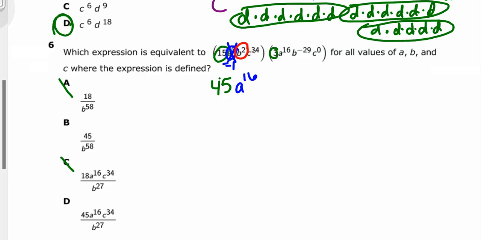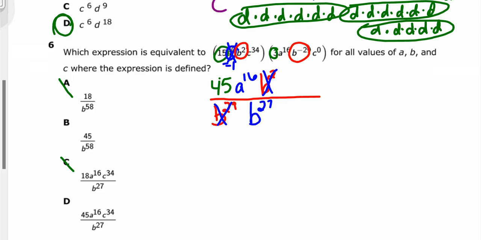Okay, I have B to the second and B to the negative 29. So on the top, I'm going to have B to the second, and the negative 29 is going to go to the bottom and become positive 29. Do the opposite. So if I look at that, these two are going to cancel, and I'm going to be left with B to the 27.